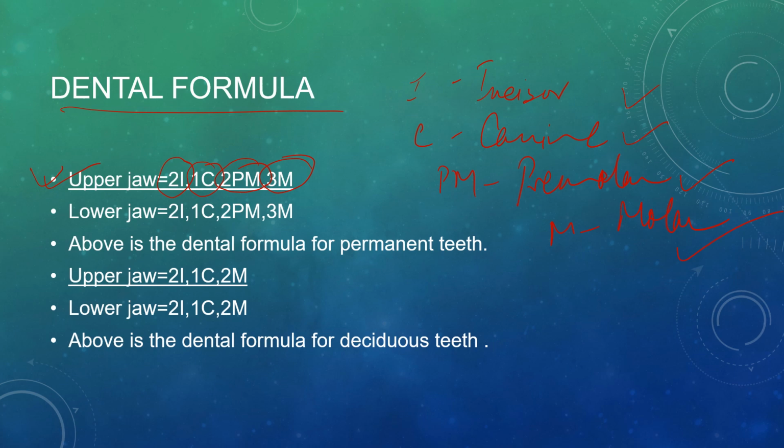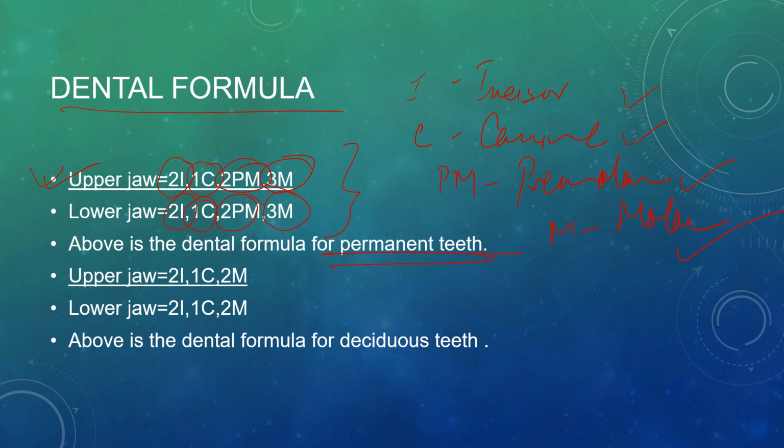Now next to which we can say that the lower jaw has again 2 incisors, 1 canine, 2 premolars and 3 molars. So this is the formula of the permanent teeth of a human being. Is it clear? So this is the formula of the permanent teeth of a human being.